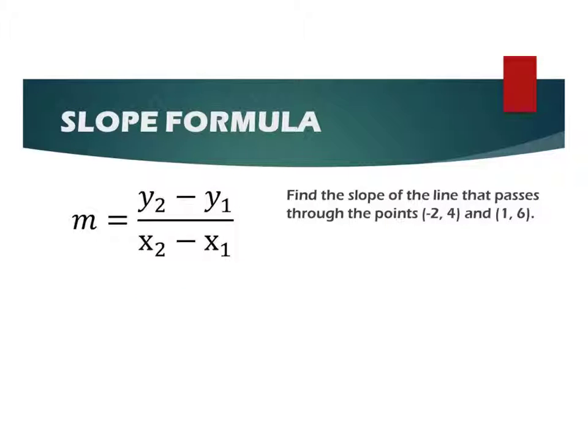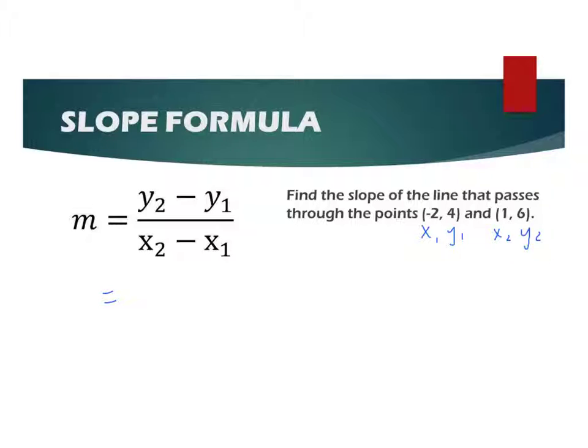So we want to find the slope of the line that passes through the points negative 2, 4, and 1, 6. So first thing we need to do is determine which is our first point, which is our second point. We'll see in a moment that it doesn't matter which one we pick. We should get the same answer either way. Because of the way the problem is set up, let's say that the first point is x1, y1, and the second point is x2, y2. And I'm just going to substitute that information into my formula.